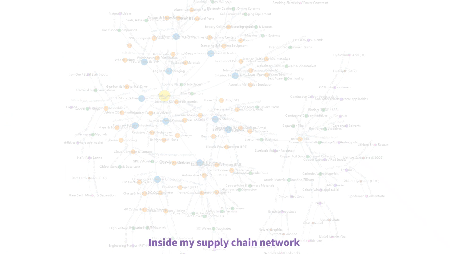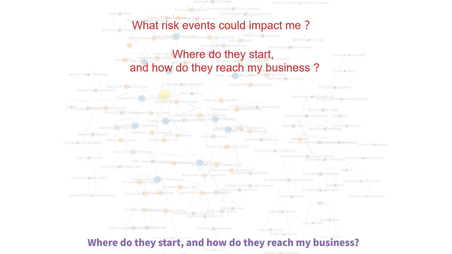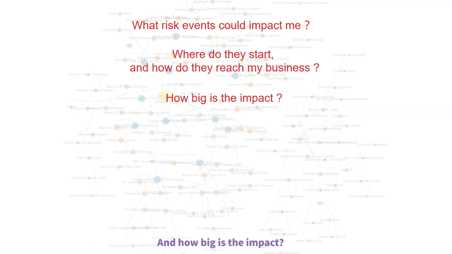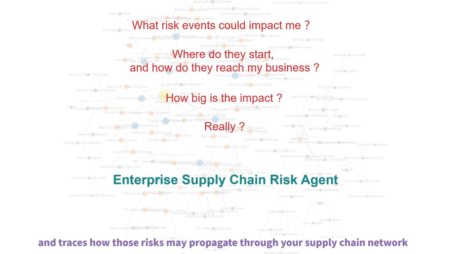Inside my supply chain network, what risk events could impact me? Where do they start, and how do they reach my business? And how big is the impact, really? These are exactly the questions our enterprise supply chain risk agent answers. It continuously scans global risk events, identifies the enterprises or products they affect, and traces how those risks may propagate through your supply chain network.